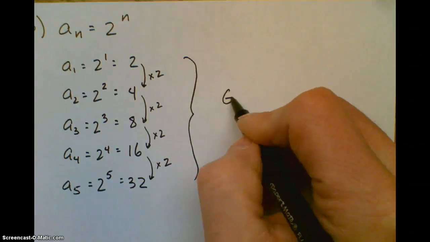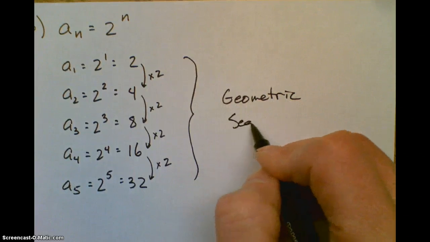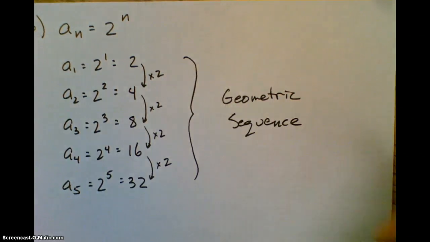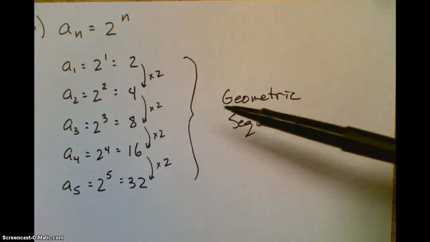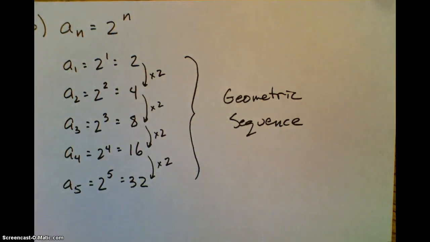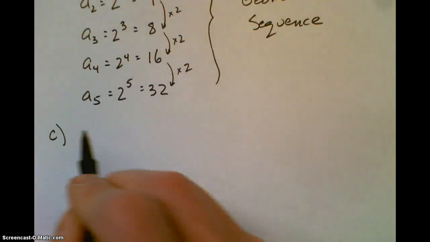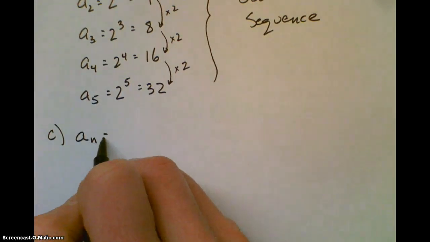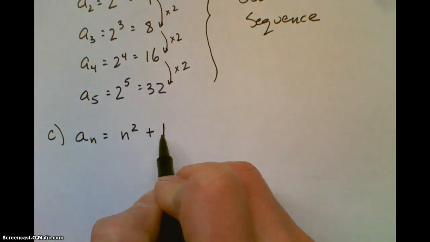This is called a geometric sequence. So if we're adding the same thing each time to get the next term, it's called an arithmetic. If we're multiplying by the same thing each time, like this one, it's called geometric. Alright, one more example. Let's say we have a sub n is equal to n squared plus 1.